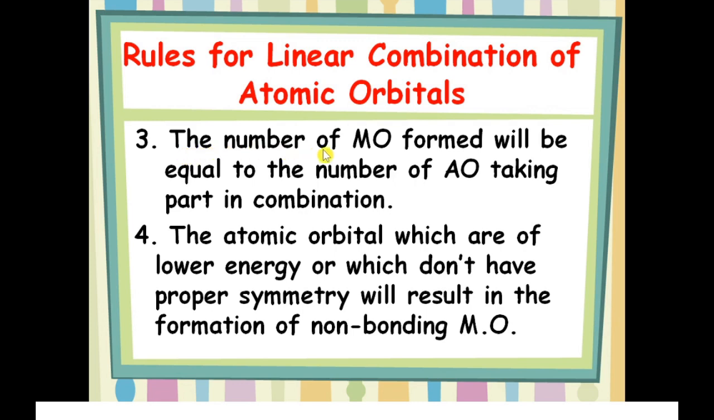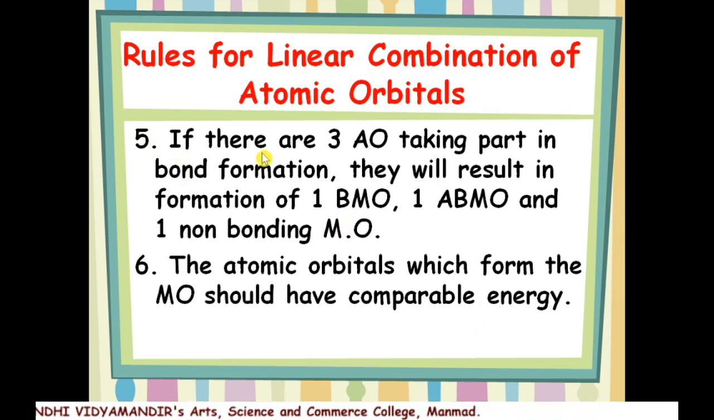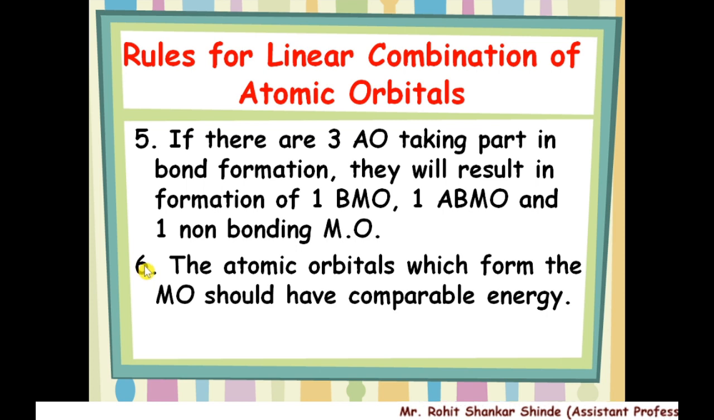Third, the number of molecular orbitals formed will be equal to the number of atomic orbitals taking part in the combination. Fourth, the atomic orbitals which are of lower energy or which don't have proper symmetry will result in the formation of non-bonding molecular orbital. Fifth, if there are three atomic orbitals taking part in the bond formation, they will result in the formation of one bonding, one anti-bonding and one non-bonding molecular orbital. Sixth, the atomic orbitals which form the molecular orbital should have comparable energy.